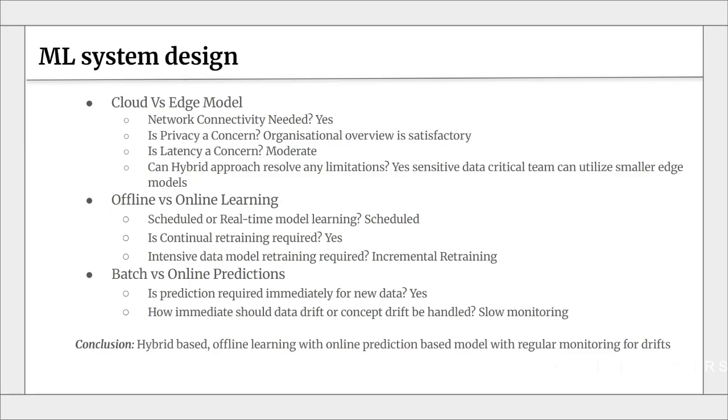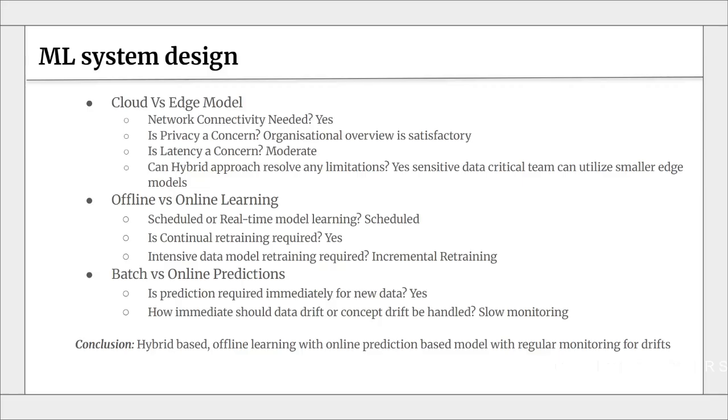We have a few questions and a few choices to make here. So is it going to be a cloud model or an edge model? The questions we ask ourselves: is internet connectivity needed? Yes. We can assume that good internet connectivity in our organizational framework is expected. Is privacy a concern? Moderately, because we would have an organizational privacy framework rather than a sub-team privacy level focus. Is latency a concern? Yes, it is a concern, but it can be moderate.